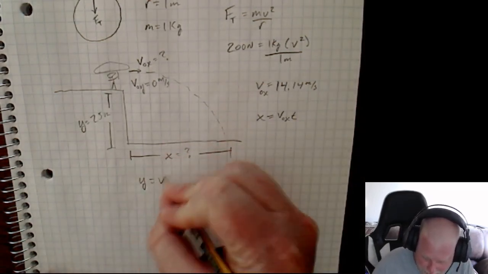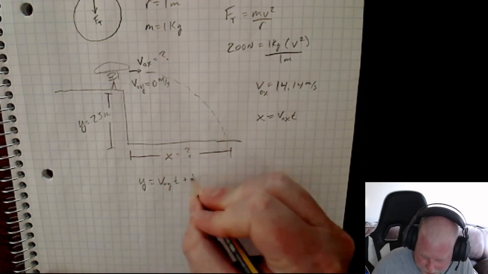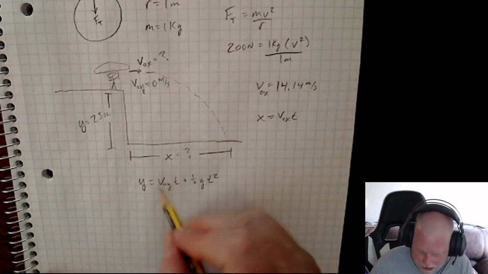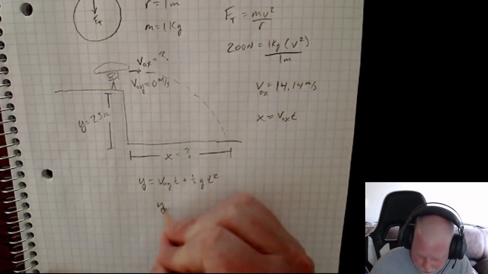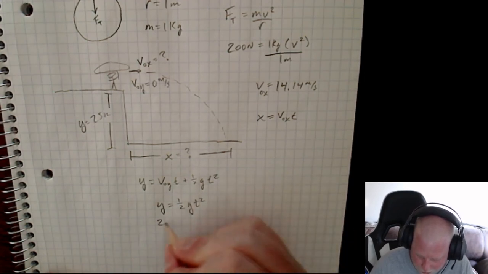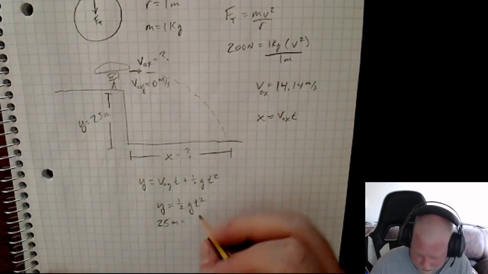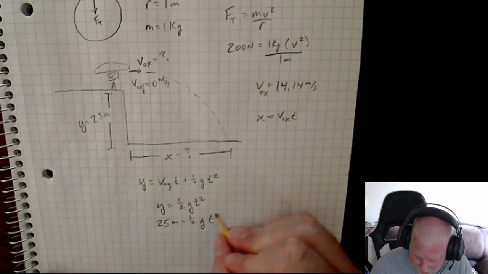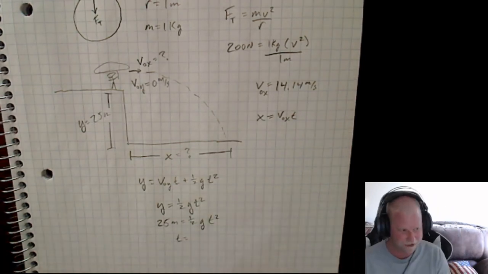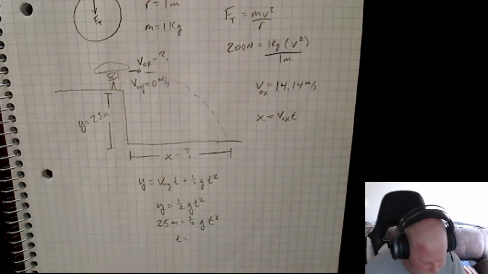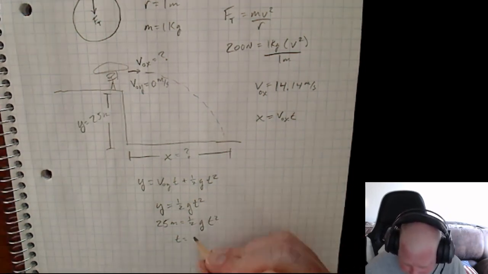So we got y equals v naught y t plus 1 half acceleration times time squared. Well, v naught y is 0, so y is equal to 1 half g t squared, or 25 meters is equal to 1 half of the acceleration due to gravity times our unknown time, and solve out for time. So 25 divided by 4.9, square root that, and we get a time of 2.26 seconds.